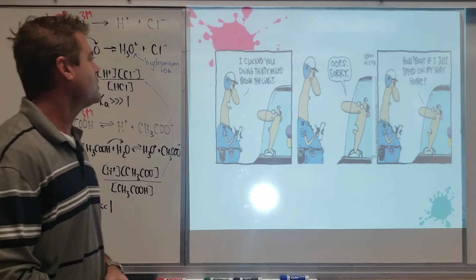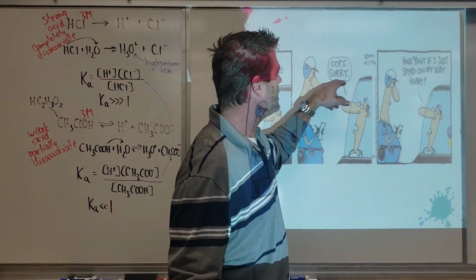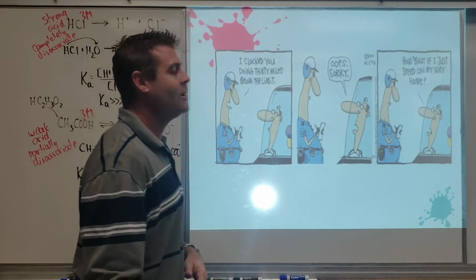It says, I caught you doing 30 miles below the limit. Oops, I'm sorry. How about if I just speed up on my way home, kind of average it out?